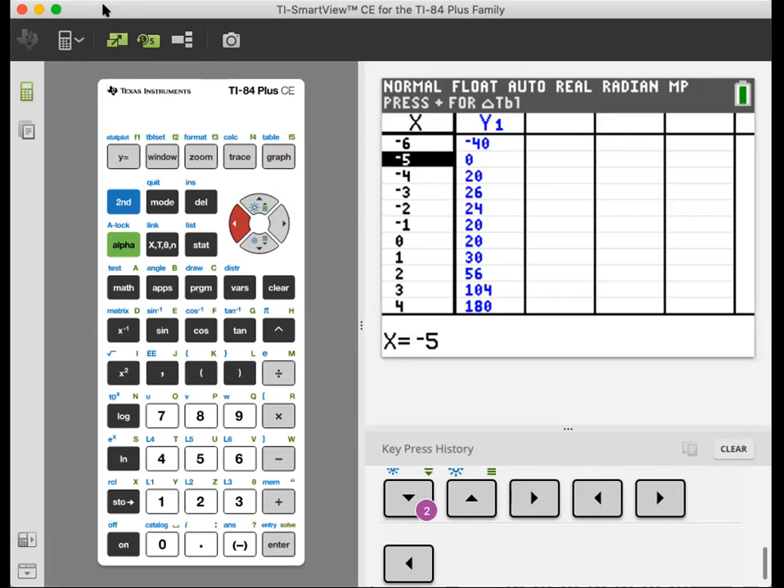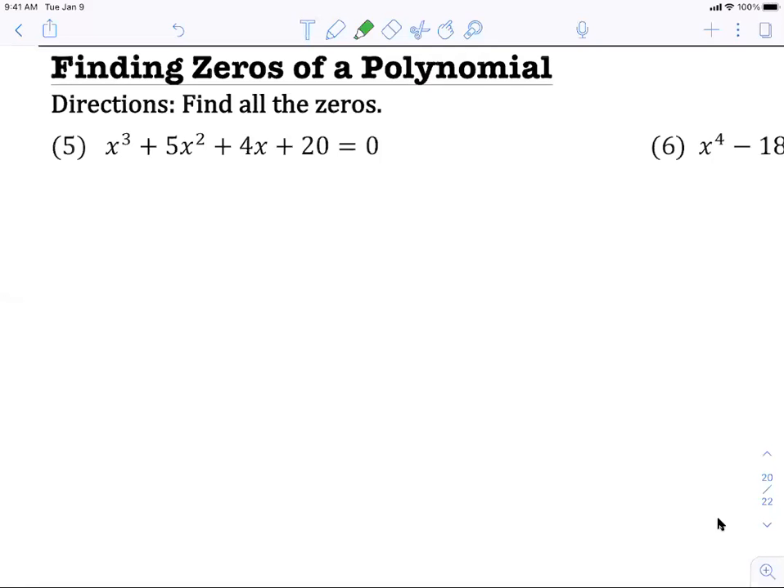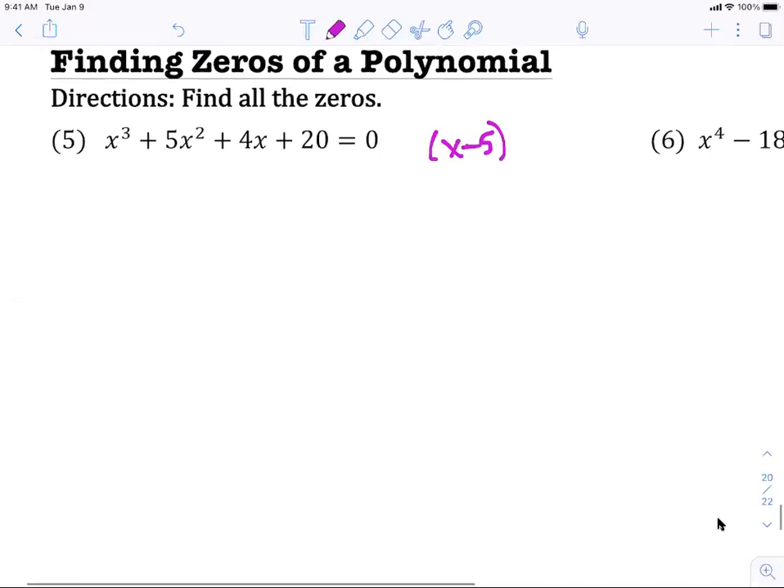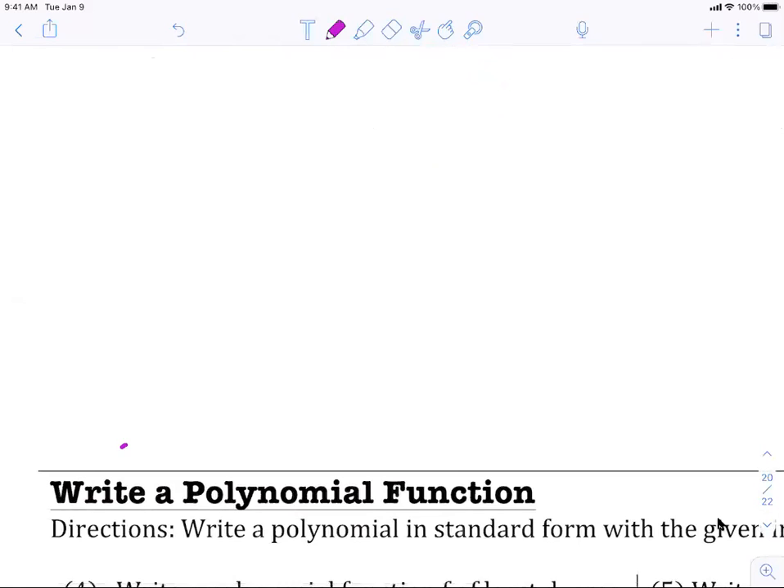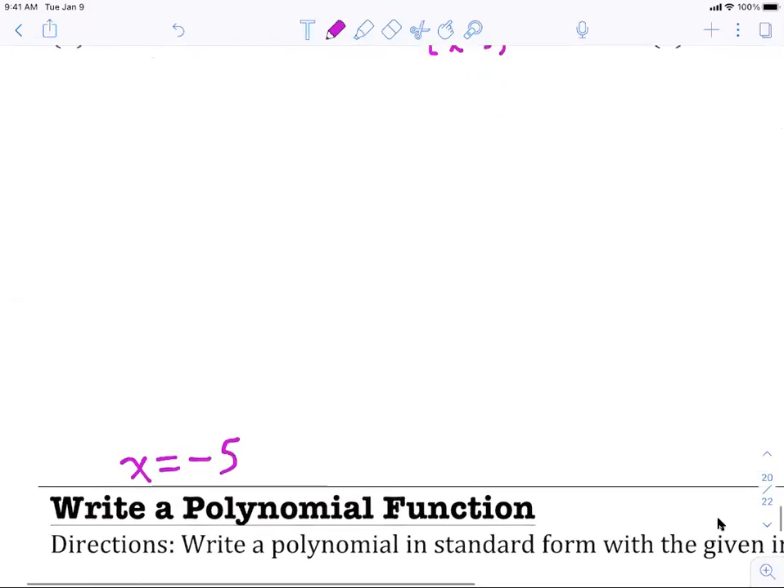So if I go back to the notes packet, that just tells me that x minus 5 is a factor here. So if my goal is to find all the zeros, technically you found one of them right now. I know one of my answers is going to be x equals -5.